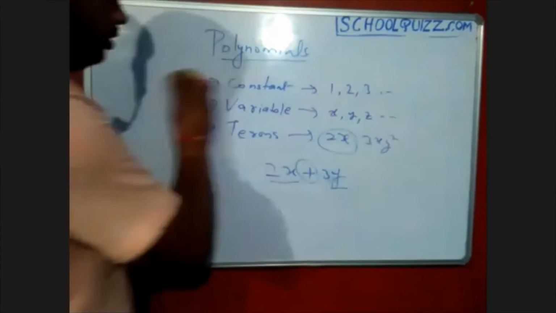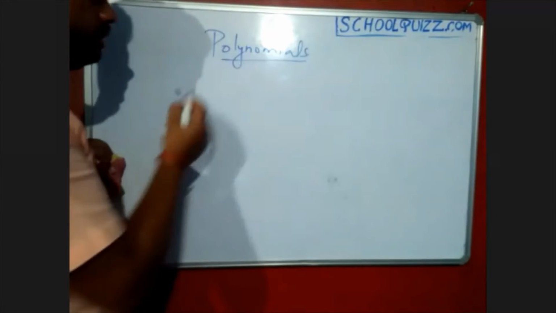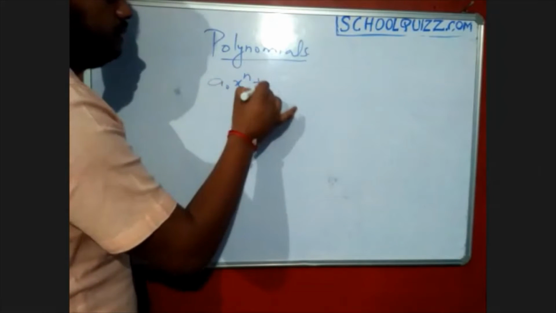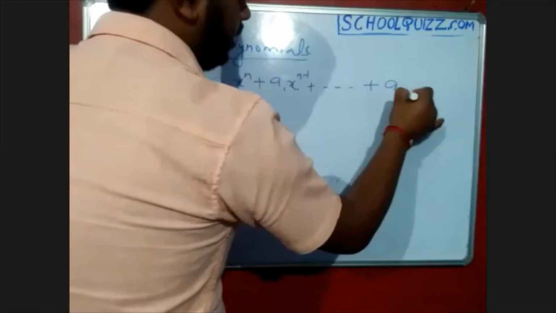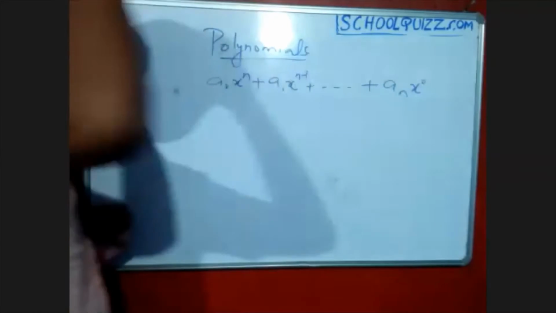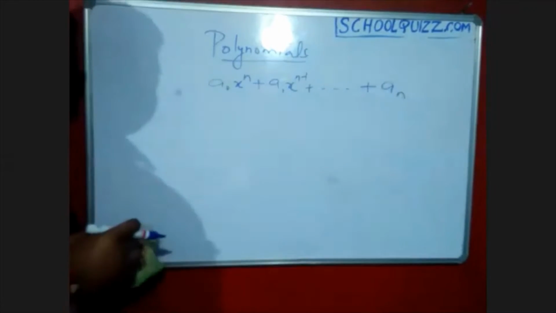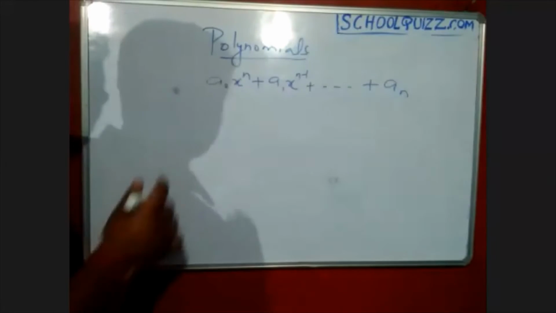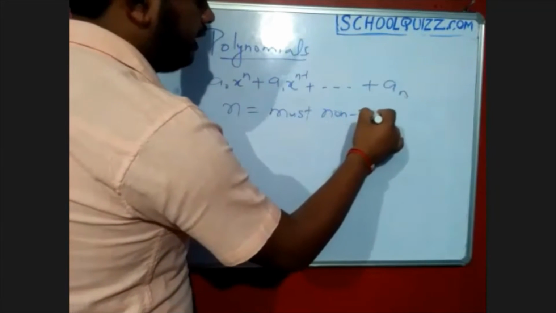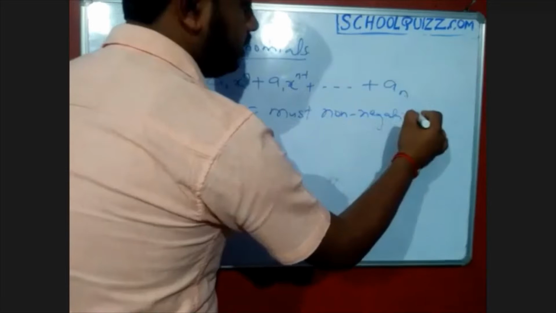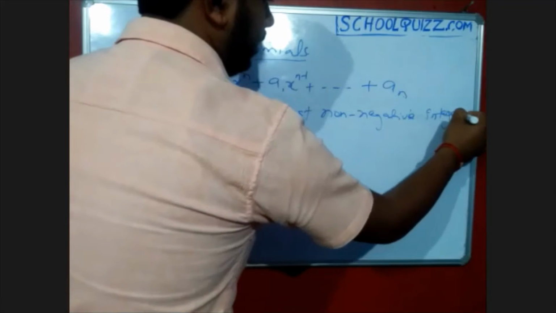Okay, so let's come to polynomials. The standard form of a polynomial is a naught x to the power n plus a1 x to the power n minus 1 plus up to the last term, x to the power 0, which is nothing but 1. In this standard form, n must be a non-negative integer.